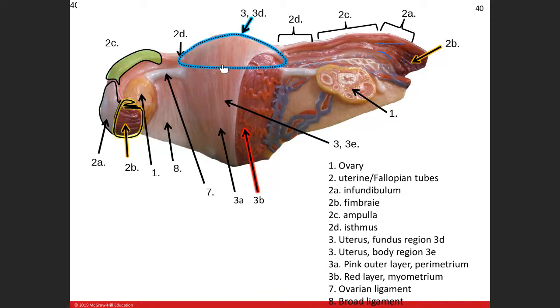Ovary. Then you can see the layers here of the uterus, this outermost layer, that's what we're looking at, is the perimetrium, and then the middle layer, there's our myometrium. And when we're looking at the perimetrium, you can see here's the broad ligament just kind of hanging over everything. The ovarian ligament attaches the ovary to the uterus here. Any questions about any of that stuff?